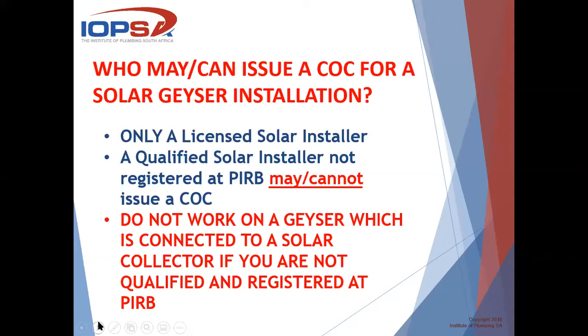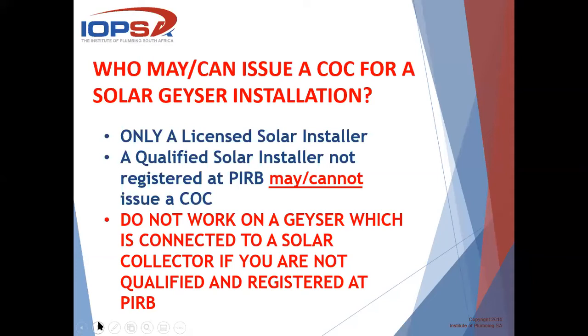So it's very important that you have the knowledge and the credentials to do this. And in red at the bottom: do not work on a geyser which is connected to a solar collector if you are not qualified and registered at PIRB. Once again, you may make mistakes because you most probably don't understand the solar system and all the ins and outs of it. And number two, you'll not be able to issue a COC for that type of system. So please be careful about this.